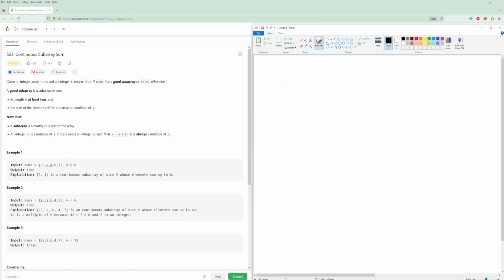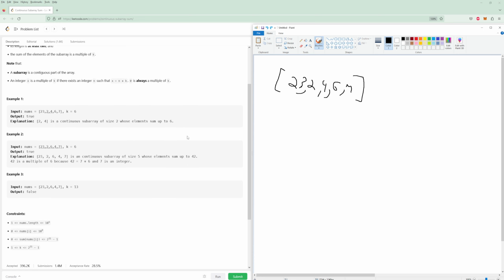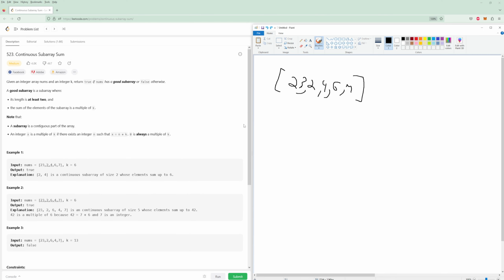Okay, so let's take a look here. Our first example is 23, 2, 4, 6, 7. We are just trying to find, is there a subarray in here that's of length at least 2 and is a multiple of k? Yes, there is. This one right here. So k is 6. This one would not work. I think you can have negative numbers here. Let's see. No, you cannot. Okay, that's fine. So for this one, there definitely is a subarray.